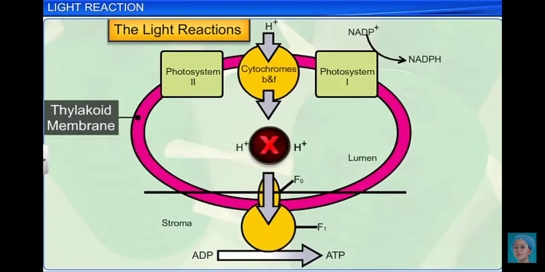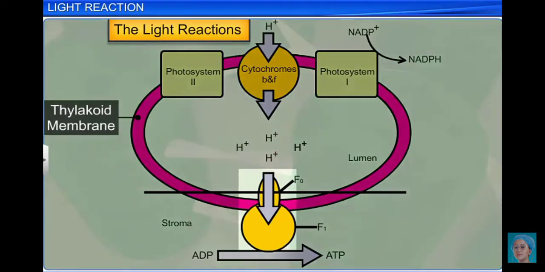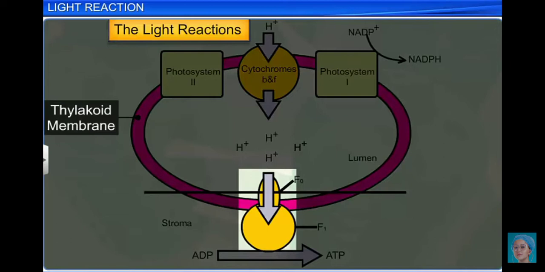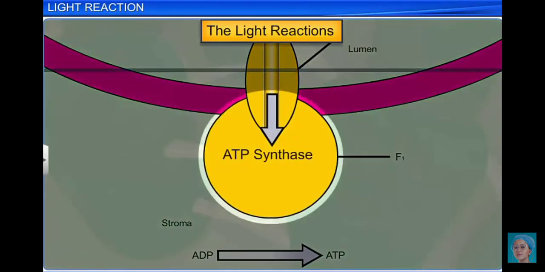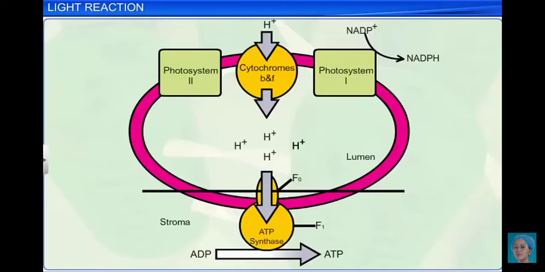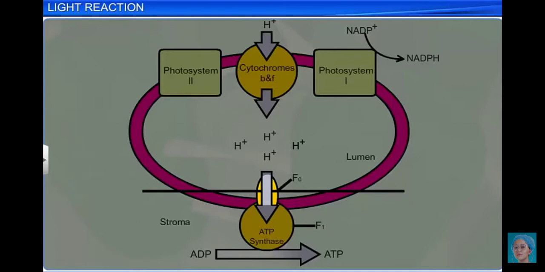The breaking of the proton gradient releases energy. The ATPase enzyme present in the transmembrane channel helps in the breakdown of the proton gradient. The ATPase enzyme consists of two parts. The F0 part is embedded in the membrane, forming a transmembrane channel that facilitates the diffusion of protons across the membrane.